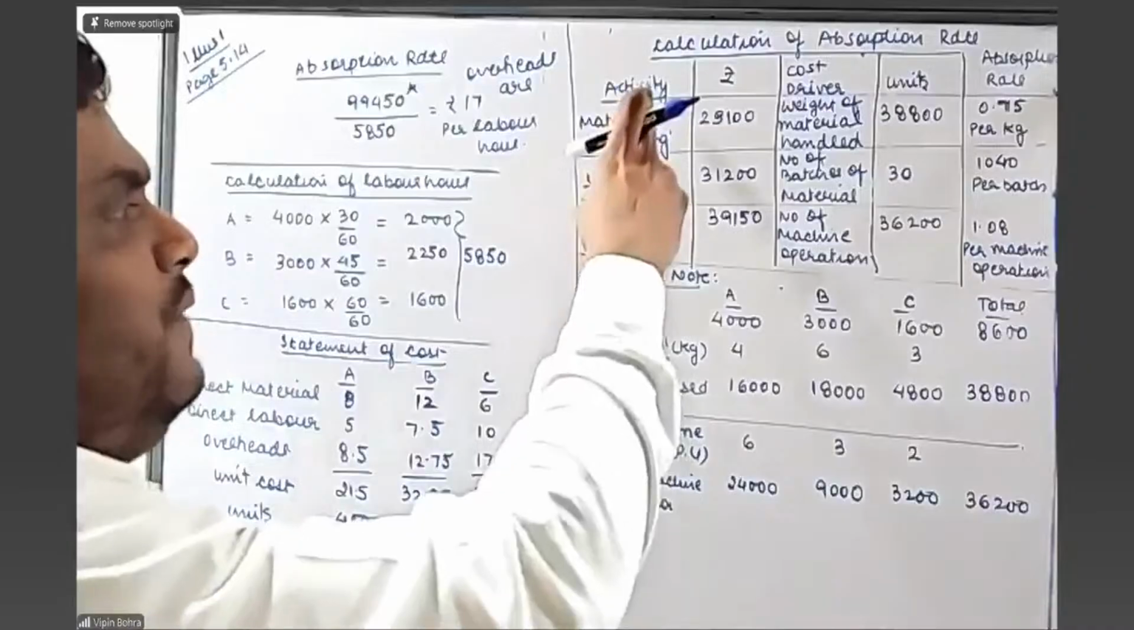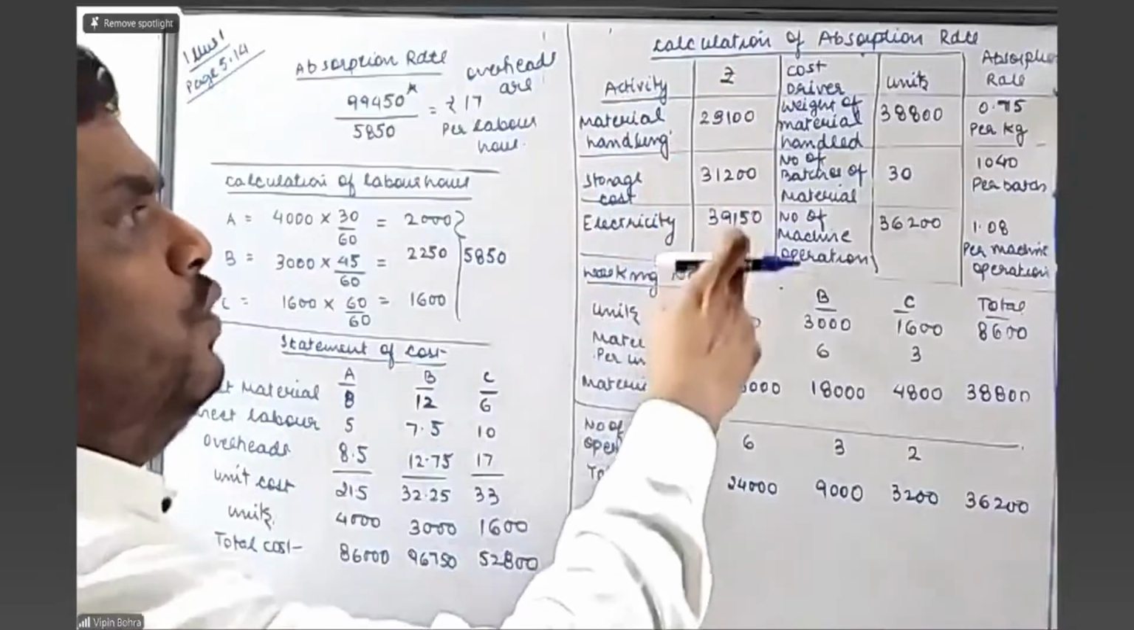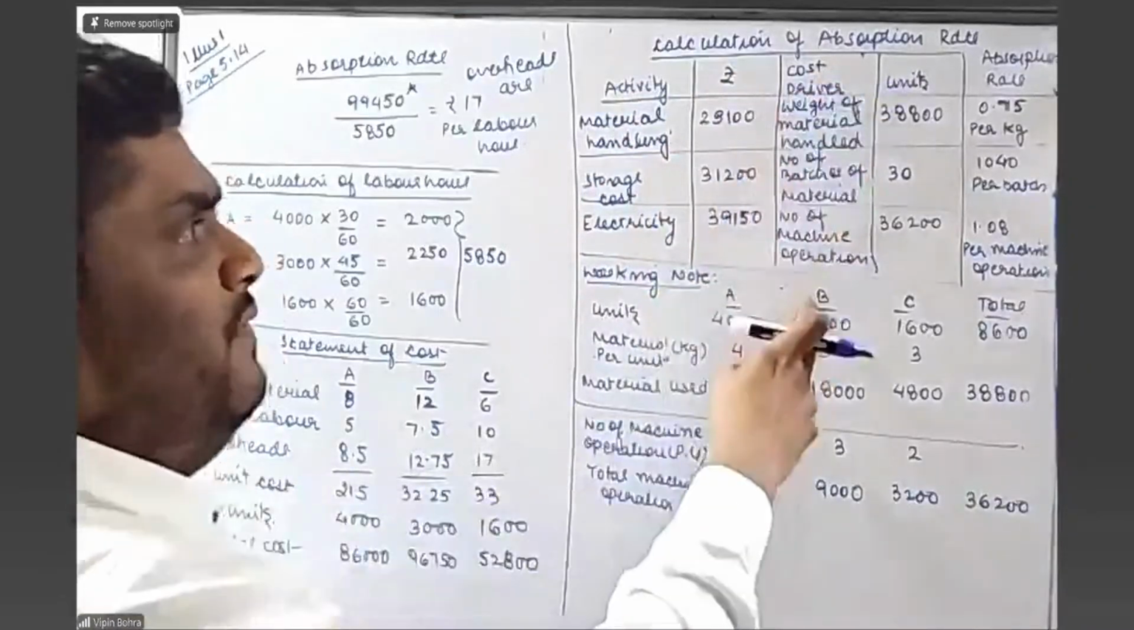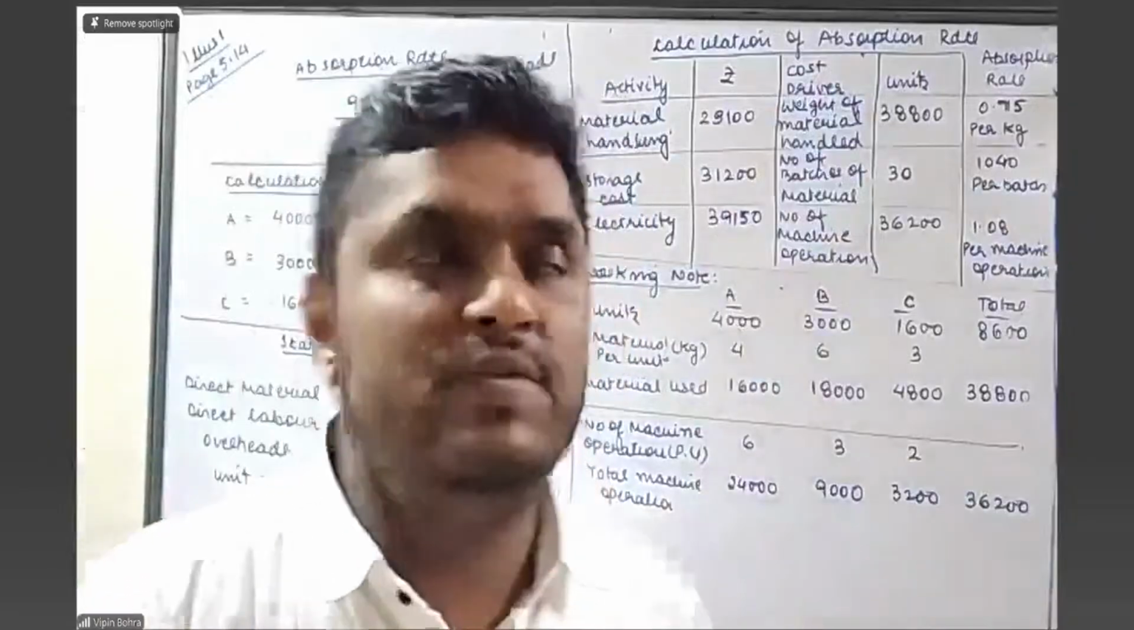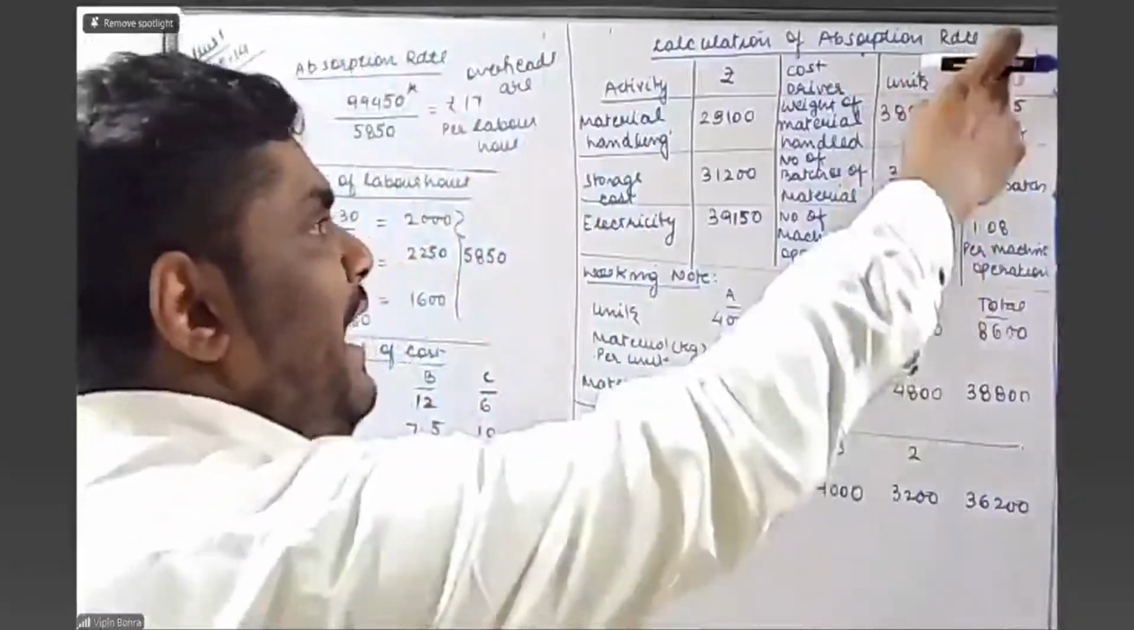See, the first one is the activity, second one is the total amount, third one is the cost driver, that is the basis of absorption. Thereafter, the units and the absorption rate.